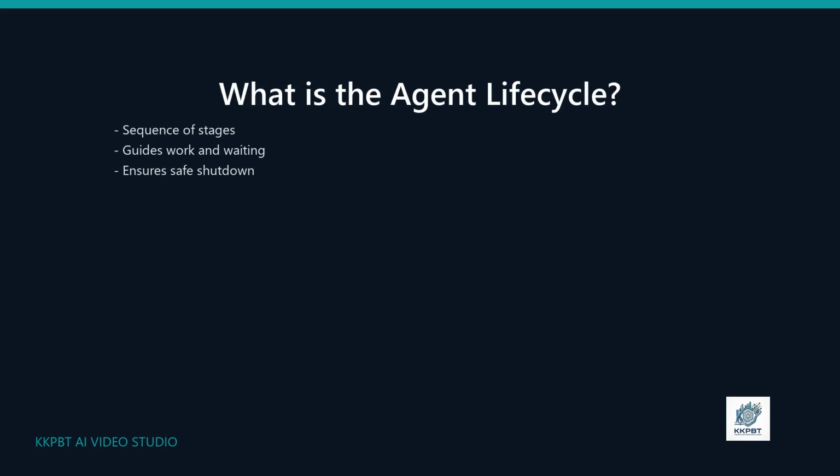An agent lifecycle is simply the sequence of stages an AI software agent goes through. It starts when the agent is created, guides how it does its work, manages when it waits for input, and safely shuts it down when the task is done.